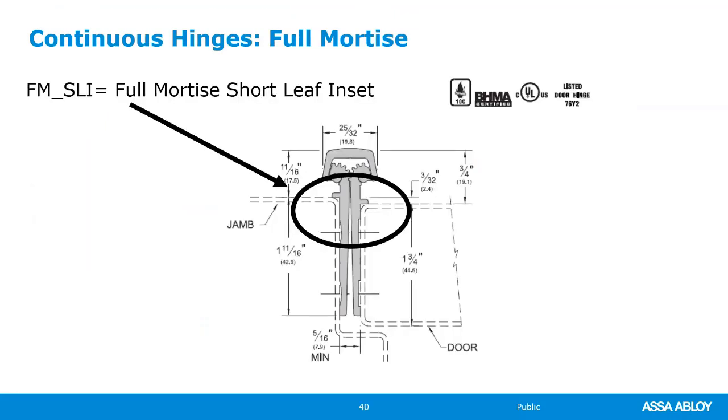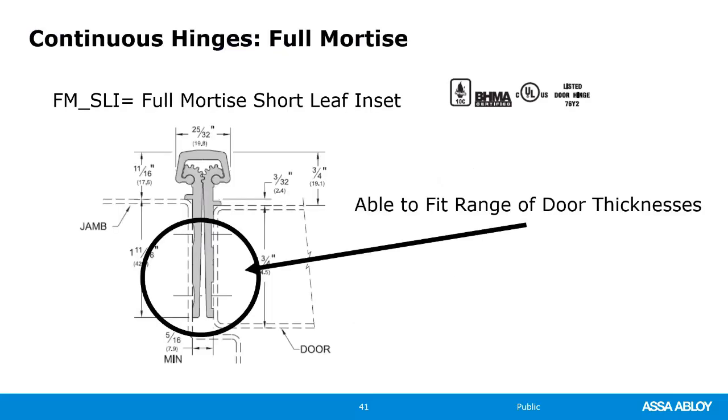Now, for the different sizes of openings, this opening we call the full mortise short leaf inset. Look at what I have circled, and you will see that the door is inset from the frame. In this case, we do make a continuous hinge for it, and this is a full mortise short leaf inset. Also, if you look at the bottom of the door, you're able to fit a range of door thicknesses from 1¾ to 2¼, because you're not constrained by the lip that wraps around the door.